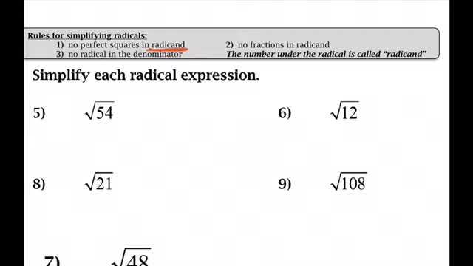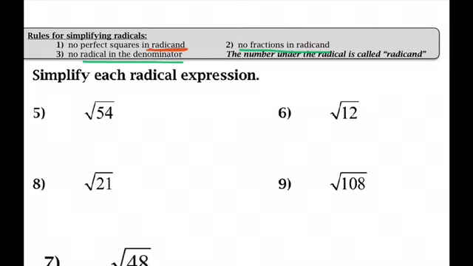Rule number 2 is you can't have any fractions in your radicand. If you have a fraction in the radicand, then it's not simplified. And rule number 3 is no radical in the denominator. So if you have a fraction, you cannot have a radical in the denominator. Now we'll see as we move on through math that there are times where we're not going to worry too much about some of those things, but for right now we are going to concentrate on all 3 of those rules.